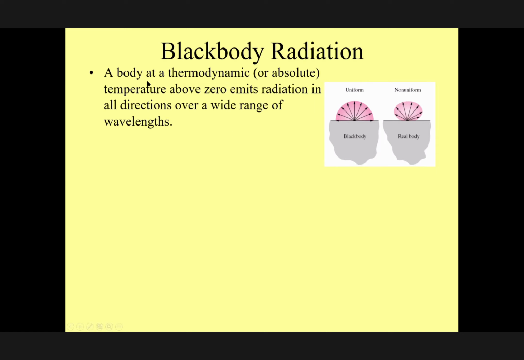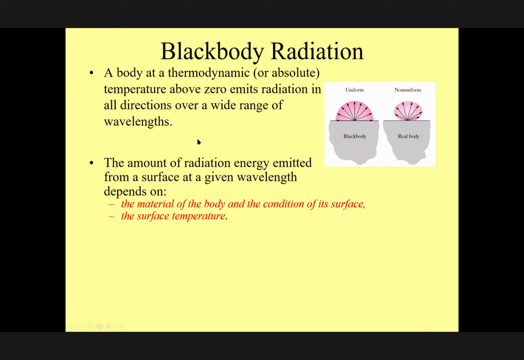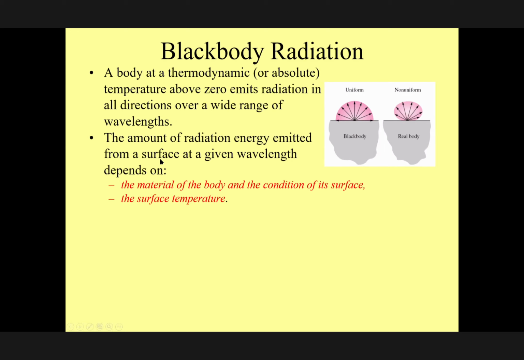A body at a thermodynamic or absolute temperature above zero emits radiation in all directions over a wide range of wavelength. Any point here? The amount of radiation emitted from a surface at a given wavelength depends on the material of the body and the condition of its surface, and the surface temperature. We are coming back later to the issue of emissivity, but at this moment we assume it's uniform, all of them in the same direction, and so on.